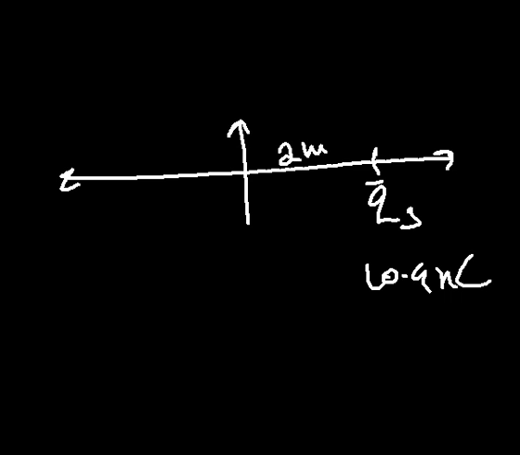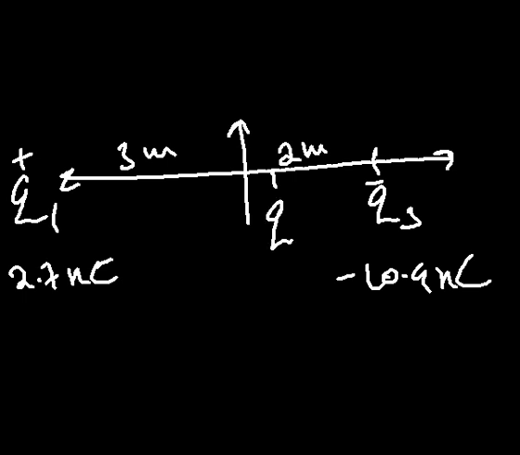And we have, let's say, charge 2. Let's say we have a charge 1, which is a positive charge, given as 2.7 nanocoulomb. Let's say this is a negative charge in that way. Now let's say this is 3 meters. Where do you expect charge 2 has to be placed? Let's say in this case, this is the position of charge 2. Let's say it is given as positive.